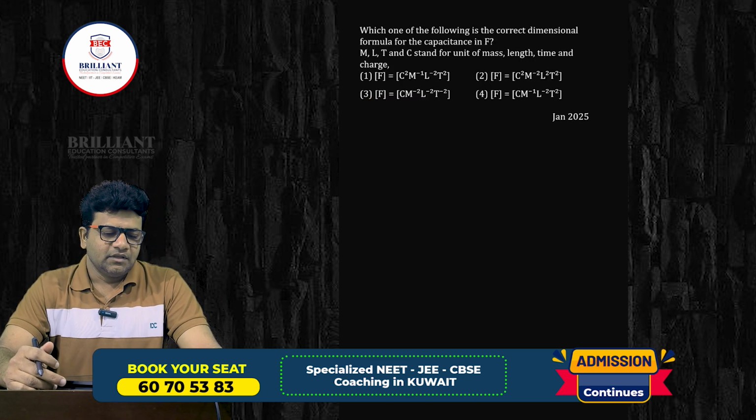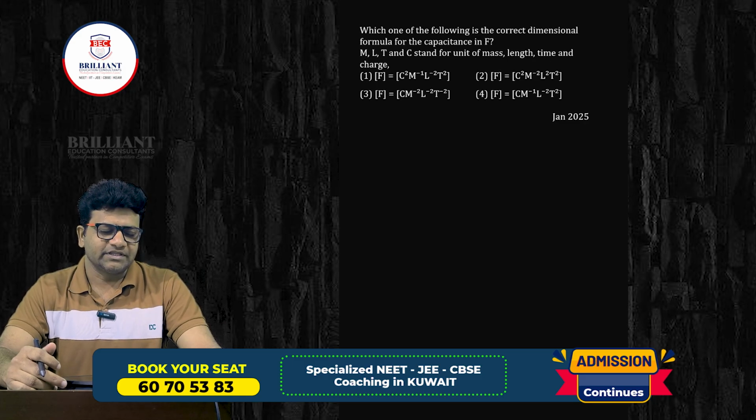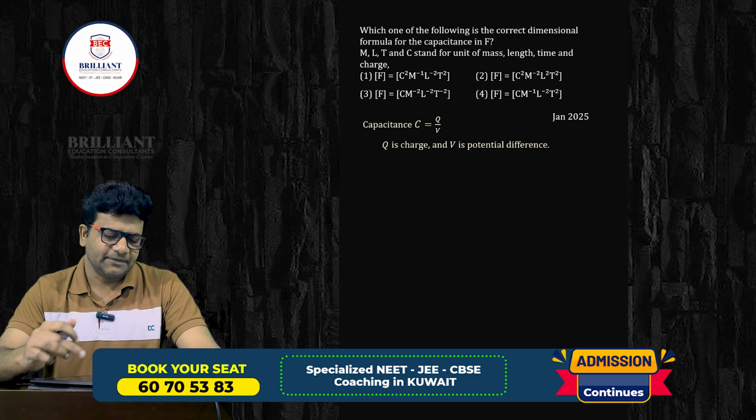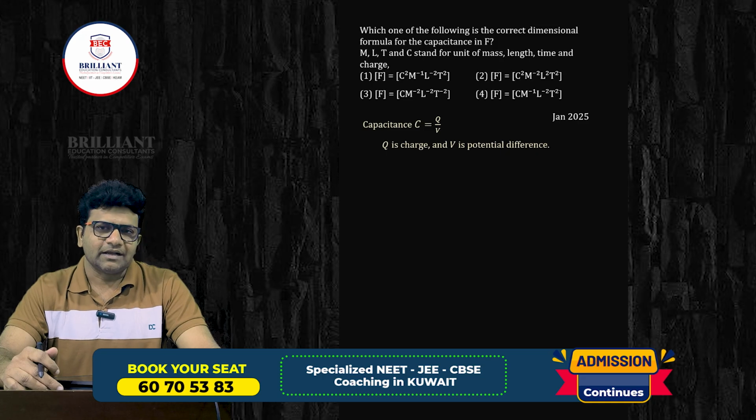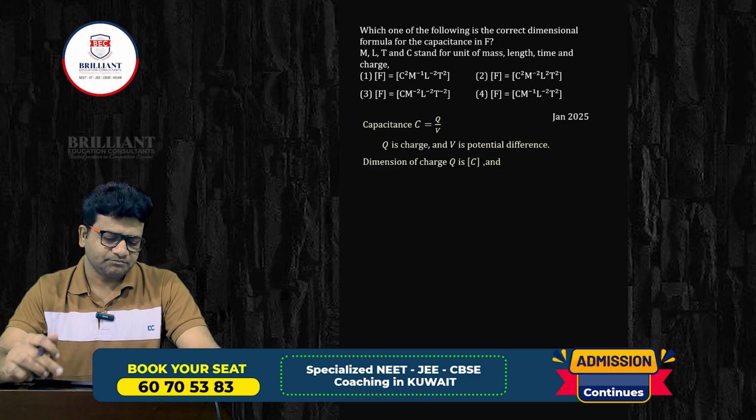Next question. Which of the following is the correct dimensional formula for the capacitance in F? M, L, T and C stand for unit of mass, length, time and charge. Here we have to find out the capacitance. We know the equation of capacitance, C equal to Q by V, where Q is the charge and V is the potential difference.